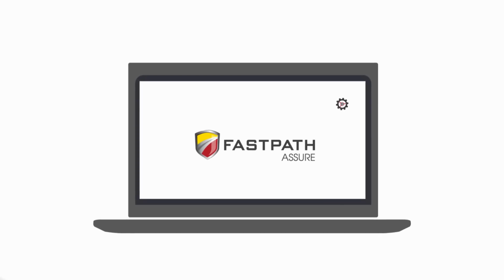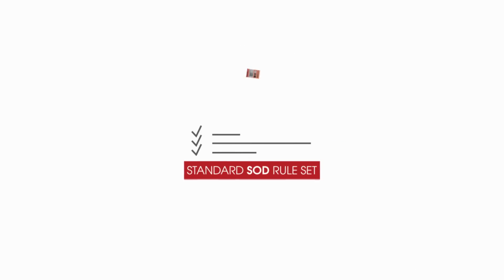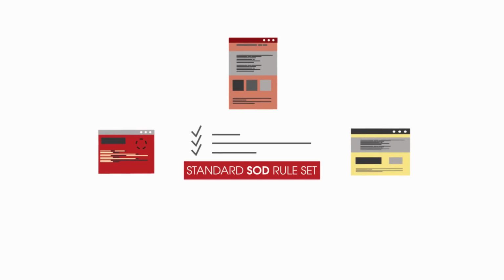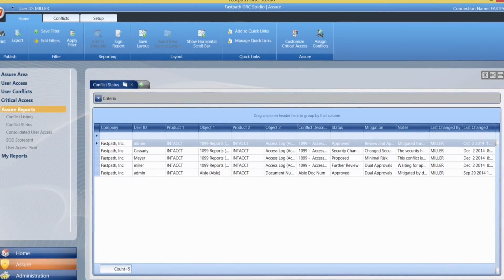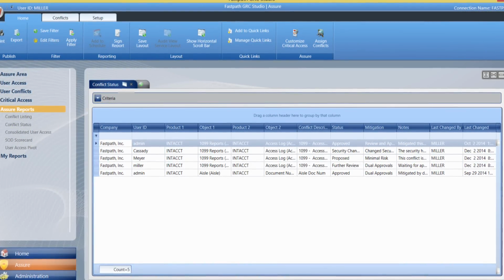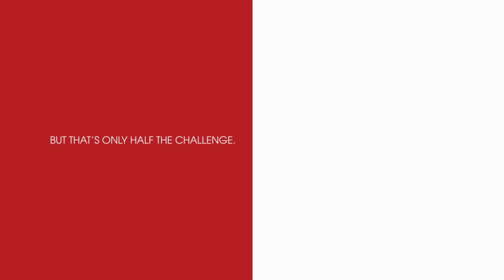Assure was designed and built by auditors for auditors. A standard SOD rule set designed for your ERP software comes standard with the tool. Assure compares these SOD rules to your ERP security and returns the risks in your environment. But that's only half the challenge.